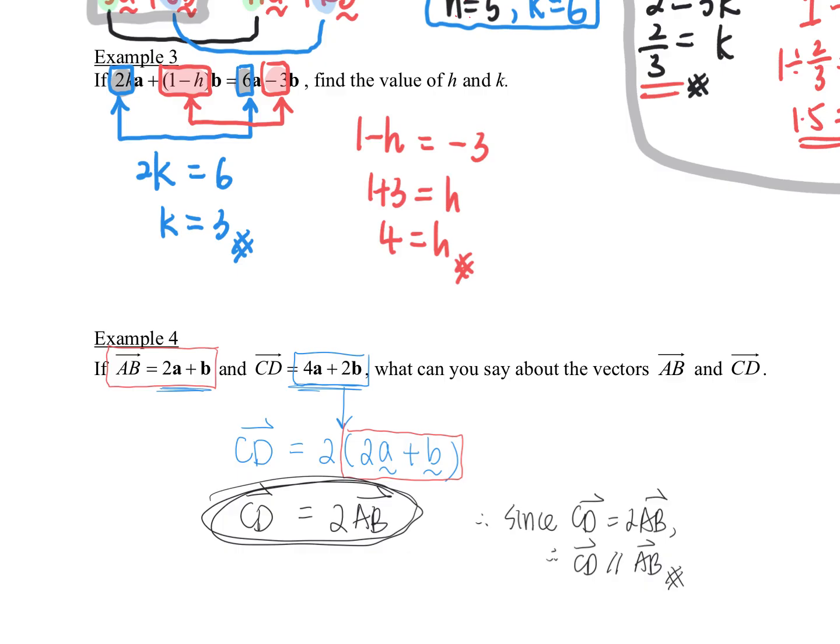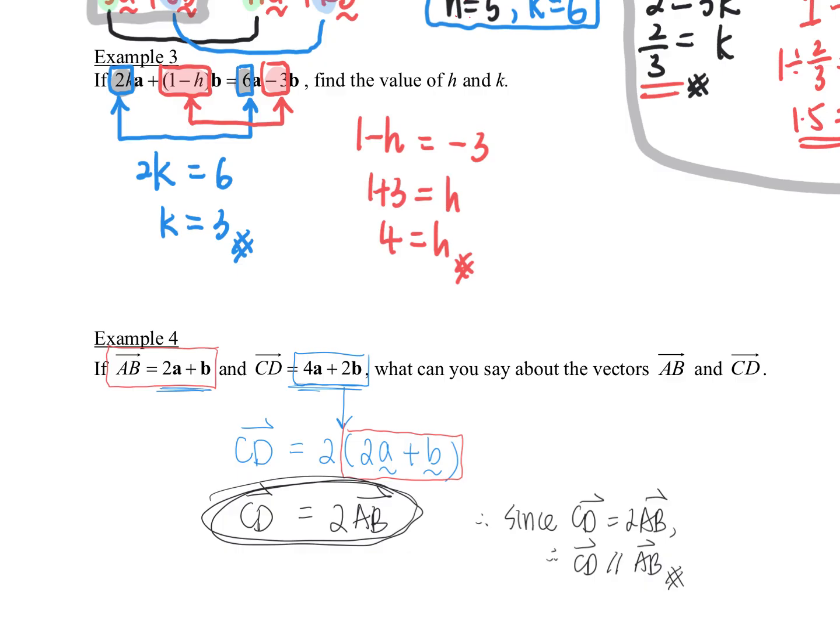You see the B with the B. So K must be 6. H must be 5. If not, how to be equal? So only if it's the same, then you can start comparing. So like this is also the same, equal. When they are equal, that means the 2K must be equal to 6, and the 1 minus H must be equal to minus 3. Because they are exactly the same, these two must be the same. These two must be the same.